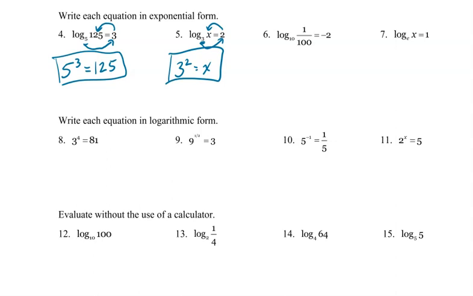All right, number 6. So again, start with the base. Base is 10. Go to the other side of the equals. That's your exponent. Equals whatever is inside of the log. So 1 over 100 in this case.